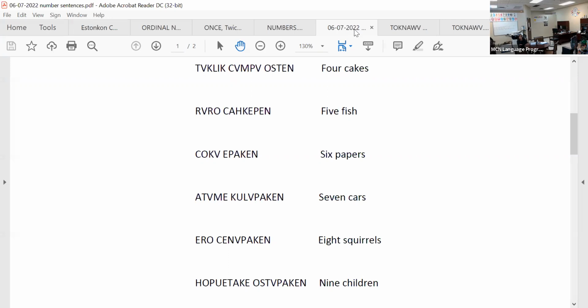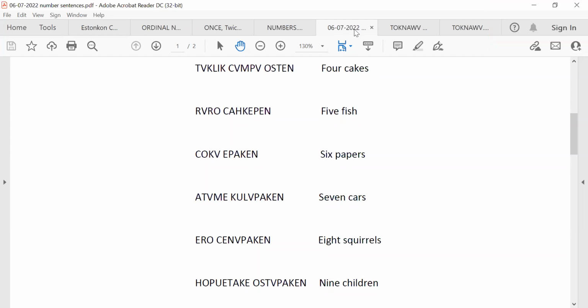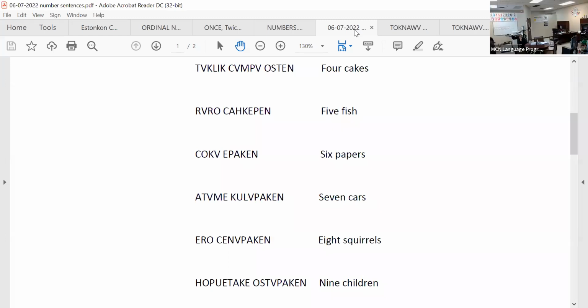Joga Ibagen, 6 papers. Literally, that says paper 6. It doesn't make sense in English, but when you say it in Mvskoke, it makes perfect sense. Yes. Go ahead.